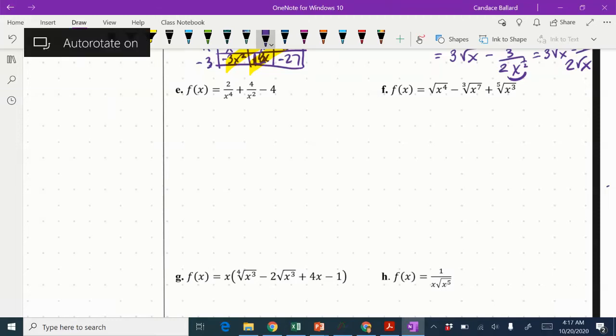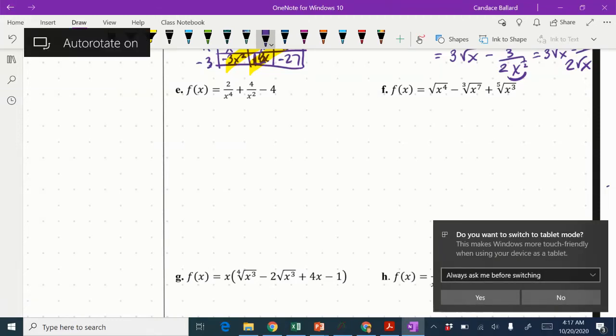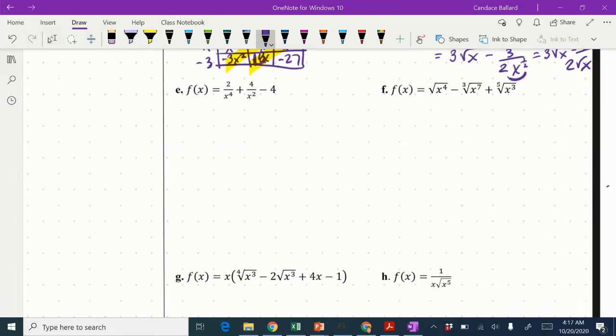We're going to continue example 4 in topic 2.5 and 2.6. So in this next one here, we do need to take these denominators and move them up by making the exponents negative. So we have f of x equals 2x to the negative fourth plus 4x to the negative 2 minus 4. Now we're ready to take the derivative.